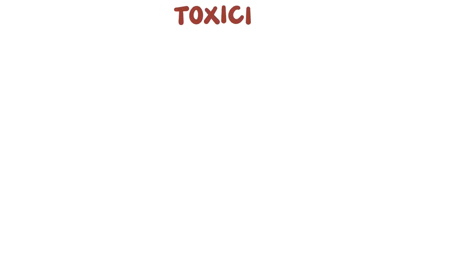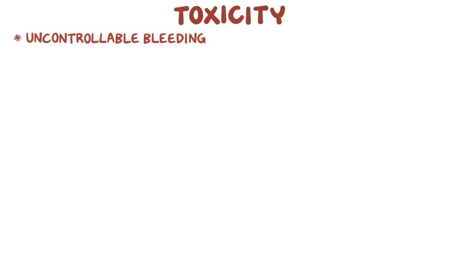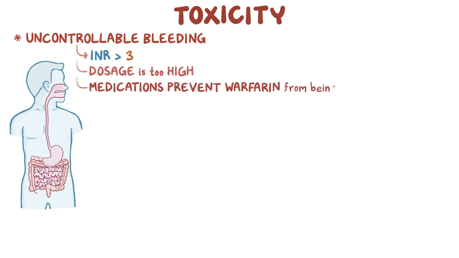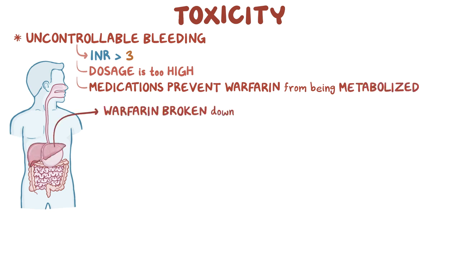In terms of toxicity, the most common problem with warfarin is uncontrollable bleeding, most commonly in the GI tract when the INR is higher than 3. This can result when the dosage is too high, or other medications can prevent warfarin from being metabolized. Normally, warfarin is broken down in the liver by a class of enzymes called CYP450 oxidase.